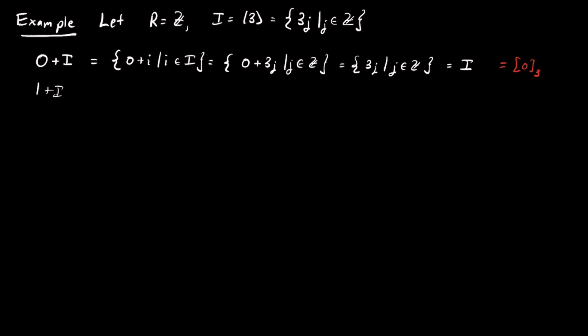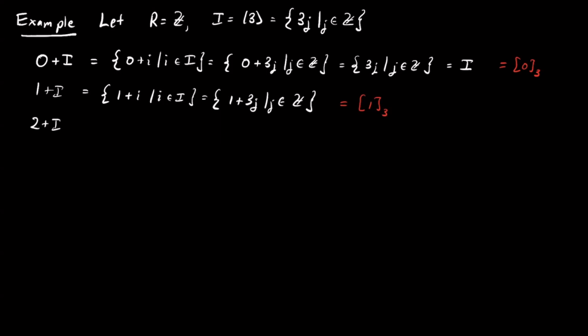What about 1 plus I? Well, for 1 plus I, I'm going to take all my elements of I and shift them by 1. So these are all elements of the form 1 plus little i, where little i is an element of I. Well, these are all elements of the form 1 plus 3j, where j is in Z. And I might remember that, oh yeah, that's just the equivalence class of 1 modulo 3. And then finally, I can do the same thing for 2 plus I. 2 plus I is 2 plus little i, where little i is in I. Well, these are elements of the form 2 plus 3j, where j is in Z. And we might notice that, oh hey, that's just our equivalence class of 2.